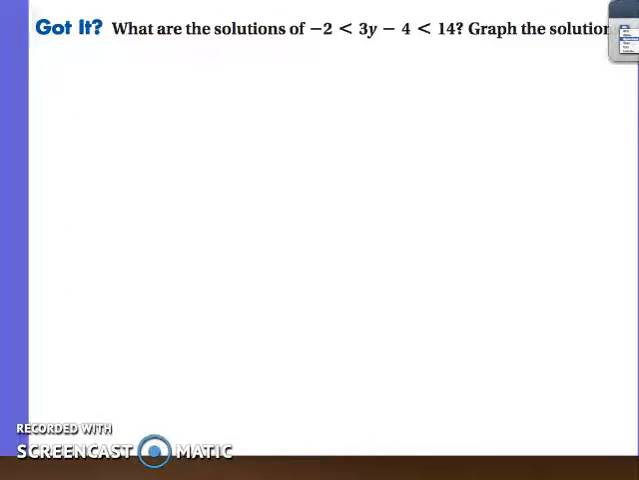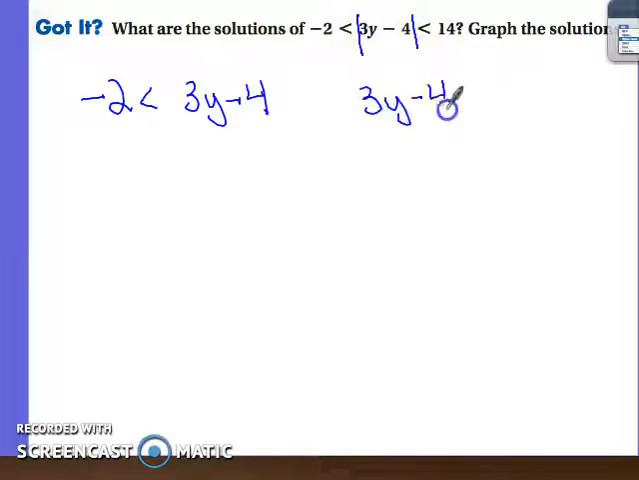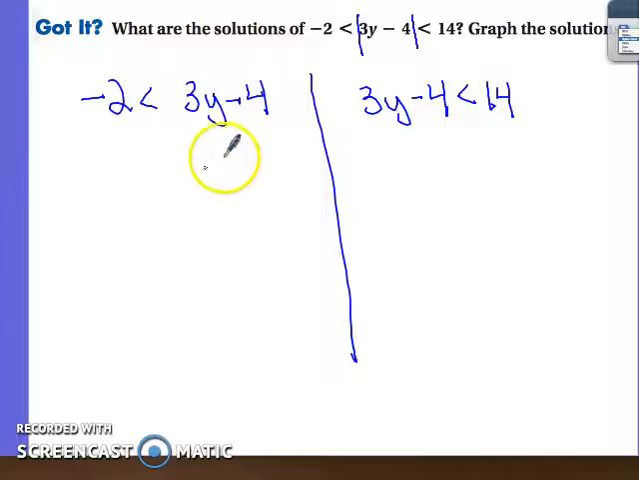So let's solve one. What are the solutions to -2 is less than 3y minus 4, which is less than 14? I'm going to split it into 2. So -2 is less than 3y minus 4, and then 3y minus 4 is less than 14. So I split it into 2. Now I'm going to solve and isolate the variable.